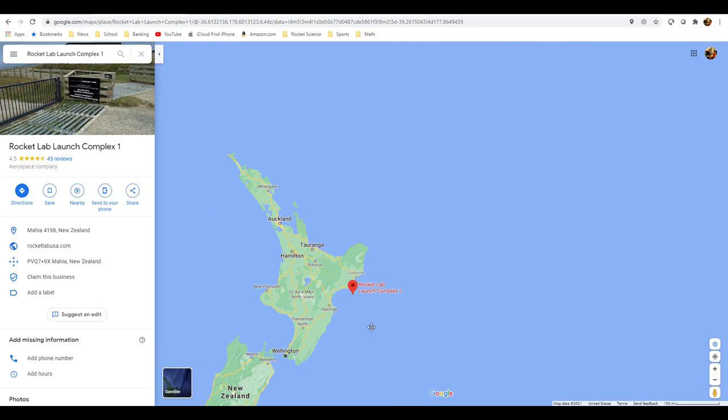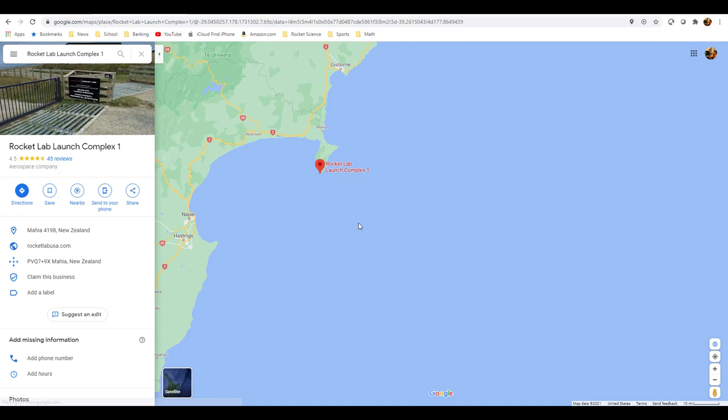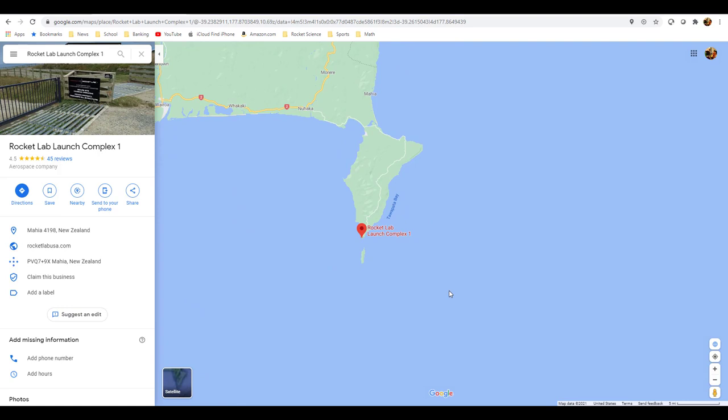And this is the Mahia Peninsula here. And so it seems that it's very practical for them to launch eastward and south, but they would not want to launch anything north over a populated area.